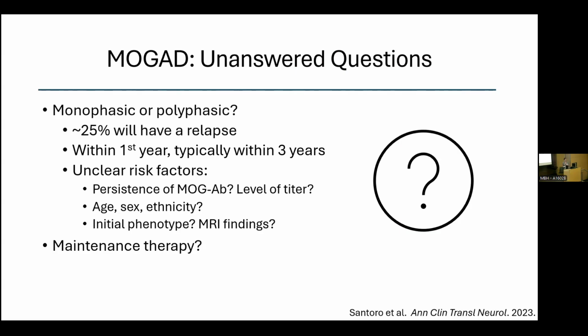So we've looked at persistence of MOG titer, level of the titer, age, sex, ethnicity, initial phenotype, MRI findings, and there hasn't been really one consistent study that's been like, okay, if the kid has this, they're going to definitely relapse. And this really is important when you're thinking about whether or not you're going to put these kids on maintenance therapy. And again, some kids present with one-time monophasic ADEM, completely recover, do great. Other kids will present with an ADEM, then 8 months later, they'll come back with an optic neuritis. So there definitely seems to be separation, but we still don't quite know how to predict which group a kid is going to fall into.